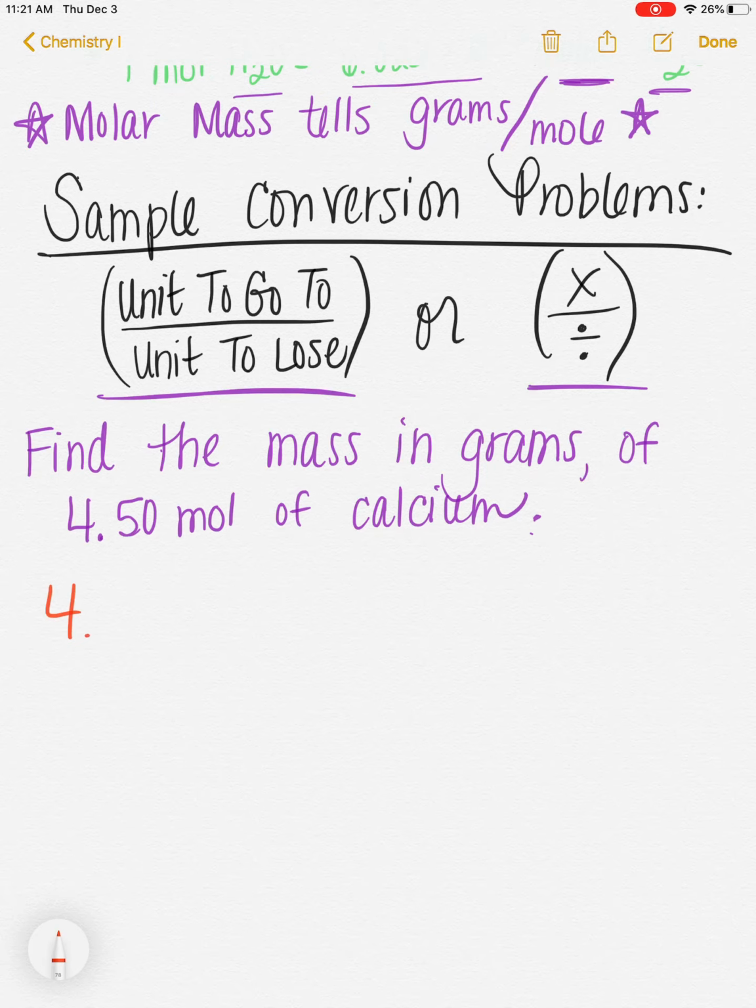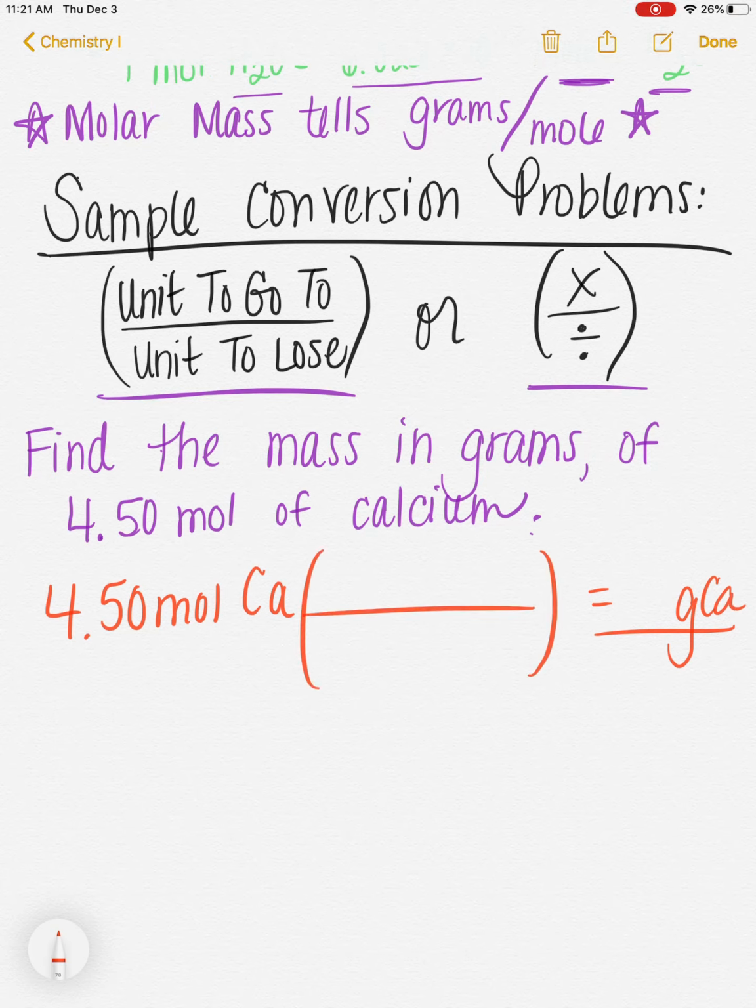So I'm going to start with the number 4.50 moles, and calcium is Ca. We are supposed to change that to grams of calcium. So I want to get rid of the unit moles. So I put moles in the bottom and I put grams in the top.